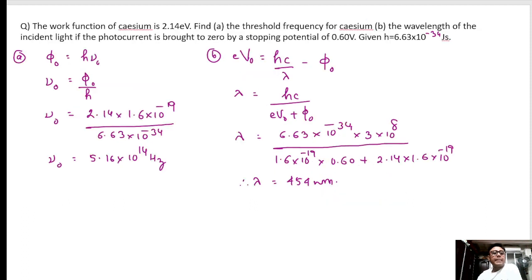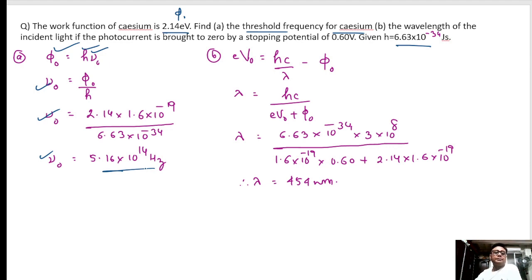Next, as you can see, the work function phi naught is given to us. Find the threshold frequency for cesium. H is given, so this is given to us, H is given to us, nu 0, we can find the threshold frequency.